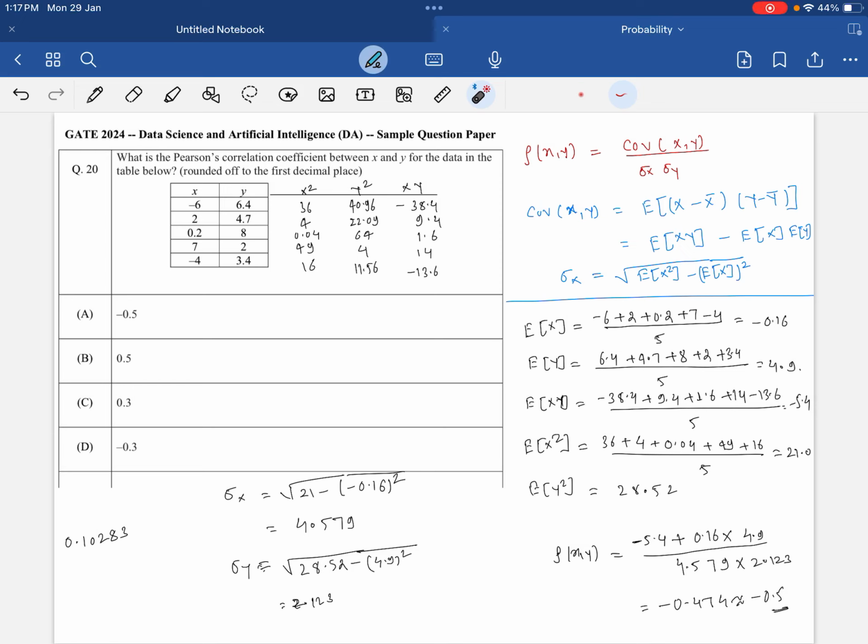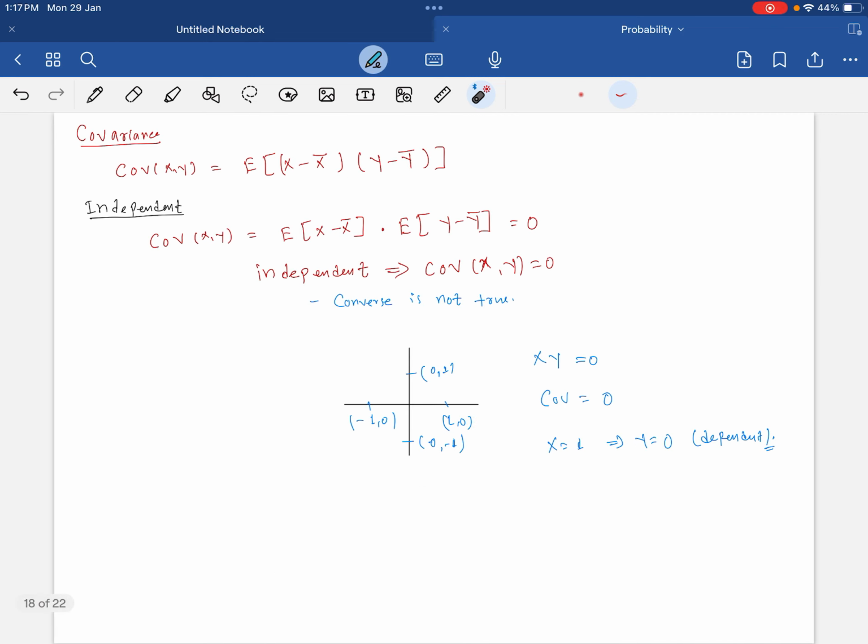So we will be looking at this question number 20, that is from the correlation coefficient. But before doing that, let's look at the covariance and the correlations, their definitions and their properties.